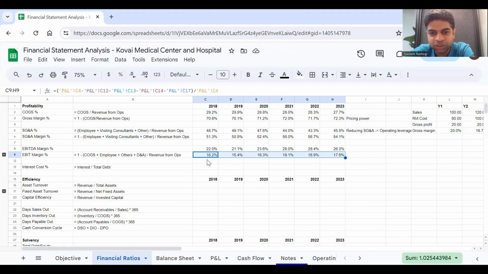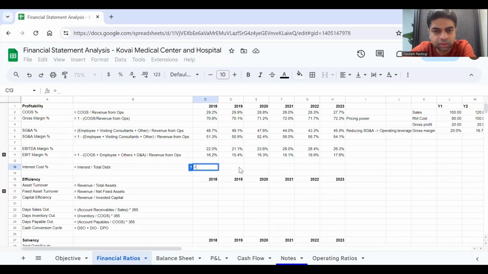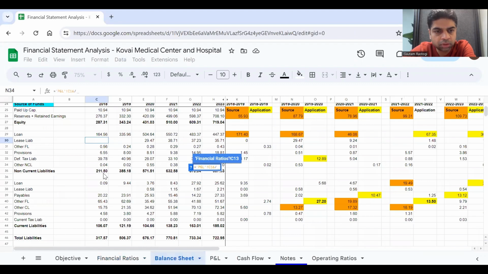So again, no surprise, this has been an increasing trend. Now let's take a look at the interest cost. Let me pull this: finance cost divided by the total debt, both long term and short term.